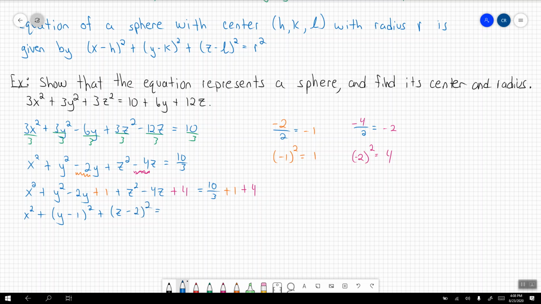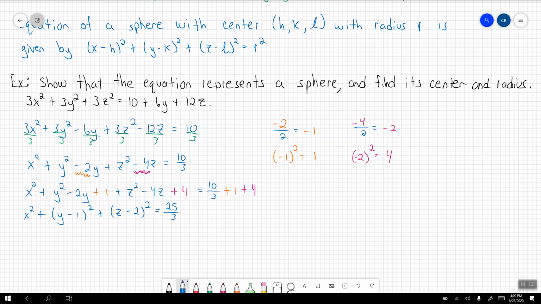And all we have to do is add the very last coefficients. So that's going to be 10/3, and then I'm going to add plus 1 and then plus 4, and that should get me 25 divided by 3. So adding these 3 should get me 25 divided by 3, or in other words, 25/3.